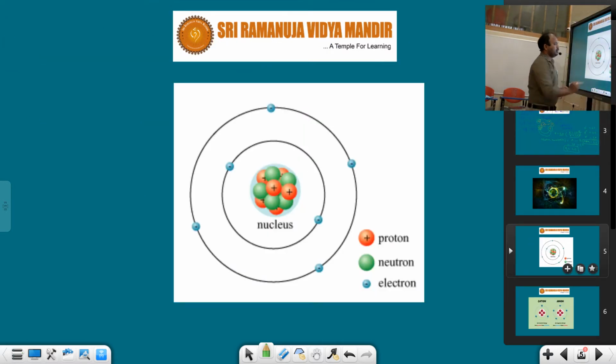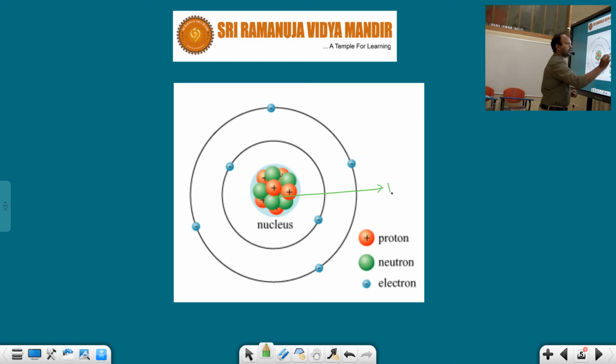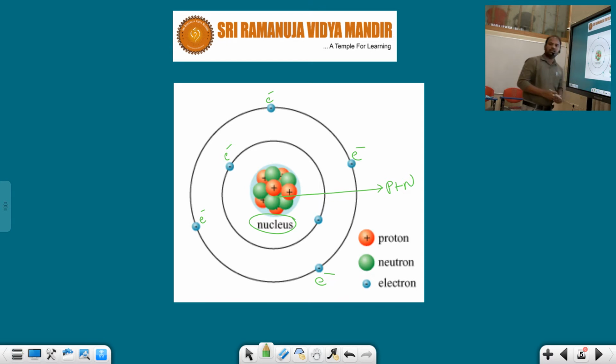Now observe the next one. The protons and neutrons present inside the nucleus are called nucleons. Electrons always revolve around the nucleus. The number of protons present inside the nucleus is exactly equal to the number of electrons revolving around the nucleus.